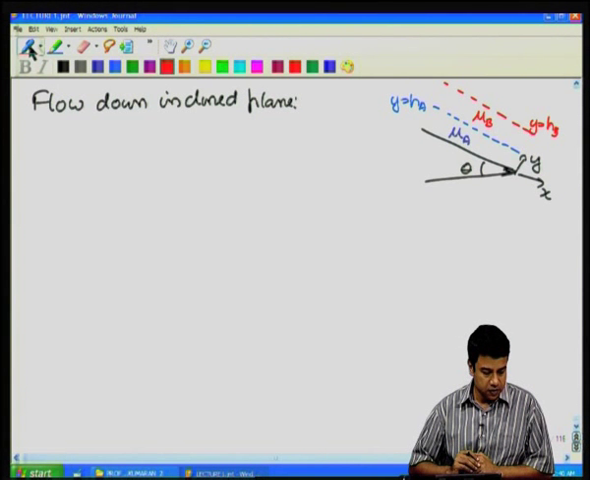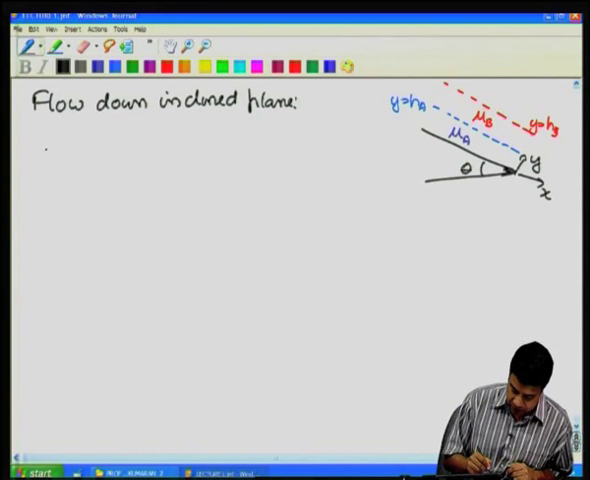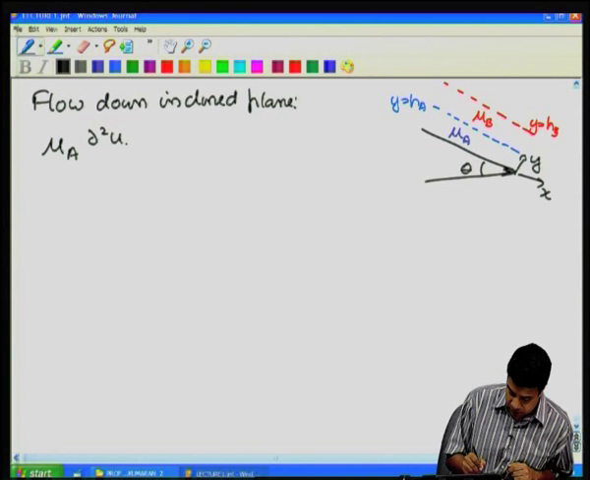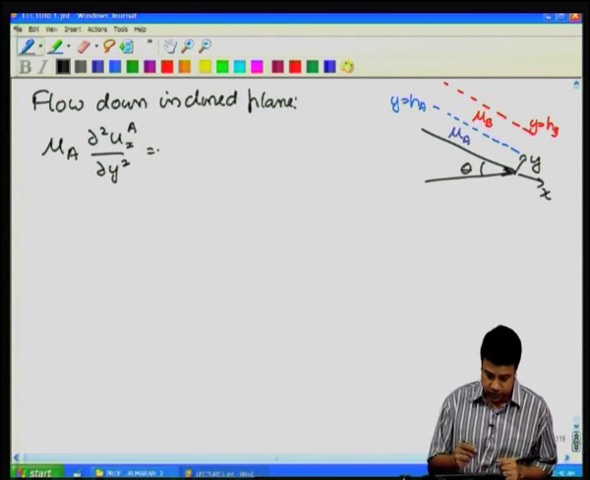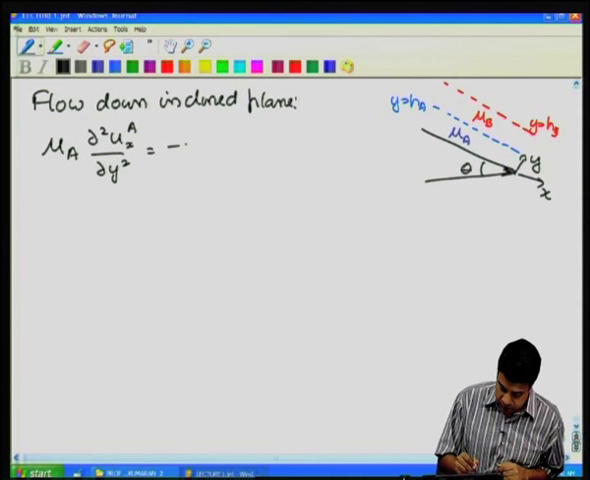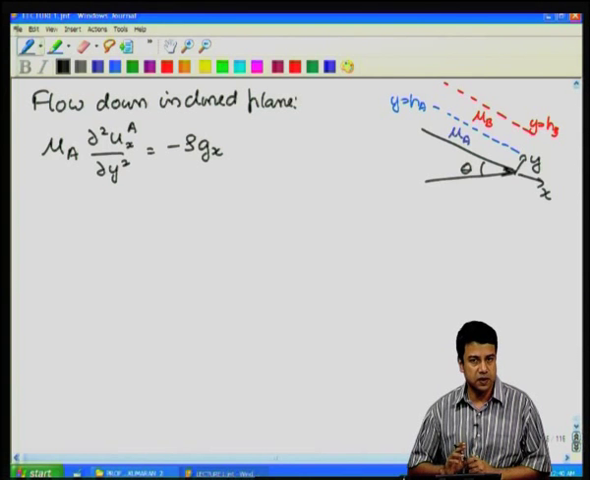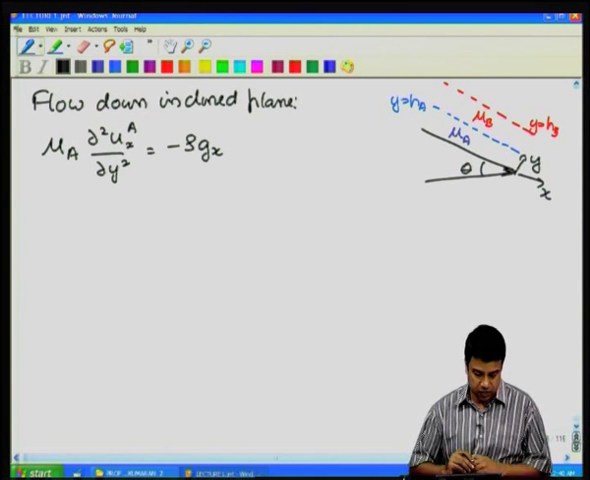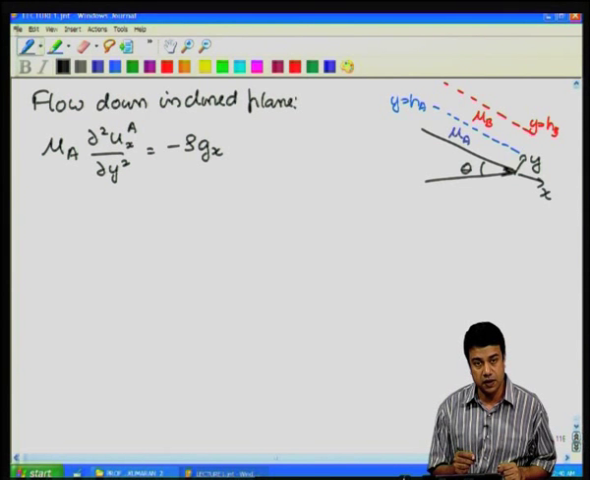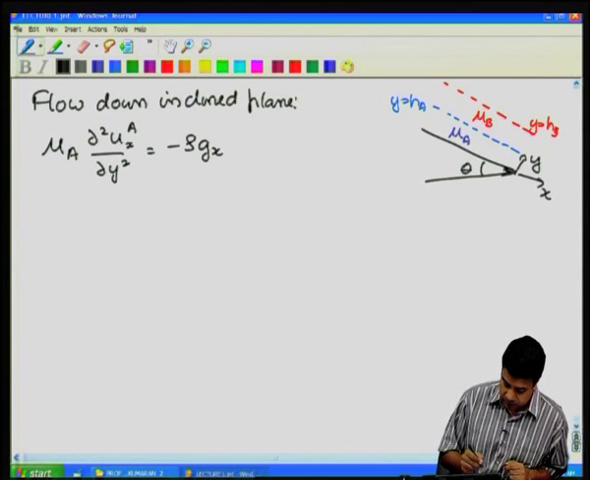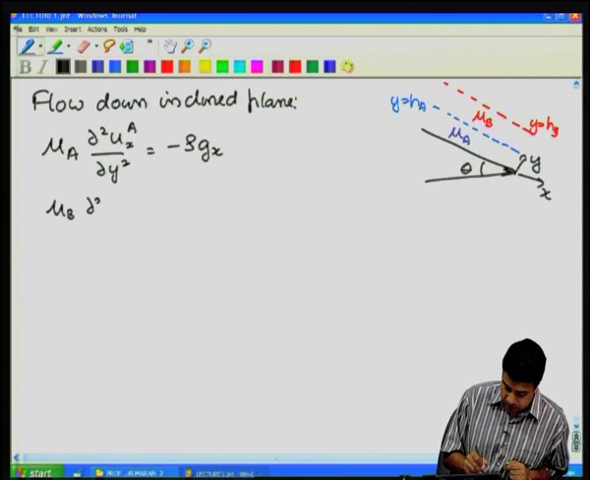So, for the two fluids, my equations are mu A partial square u x A by partial y square is equal to minus rho g x. It should be rho A g x, but I assume that the densities are both the same. And therefore, for this liquid A, I have this relationship, whereas for the liquid B, my relationship becomes mu B times partial square u x B by partial y square is equal to minus rho g x.